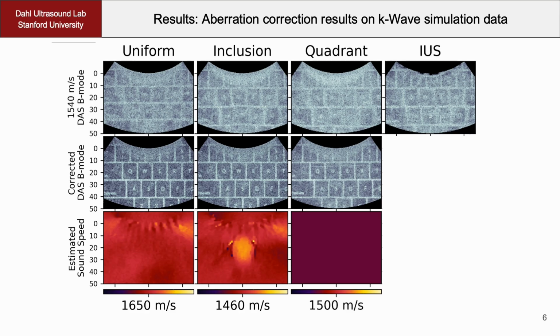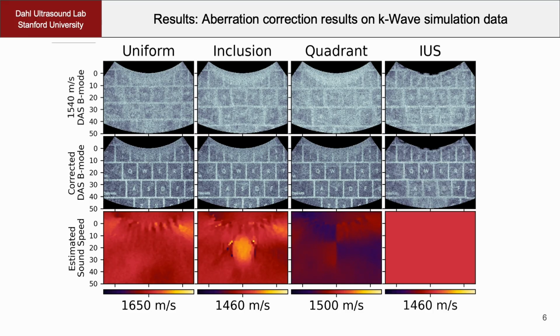The initialization of the quadrant example exhibits defocusing through all 4 rows. However, all 4 rows became legible after the iterative process. Finally, the IUS logo example shows similar initial defocusing in the 4th row that is resolved after the iterative process.